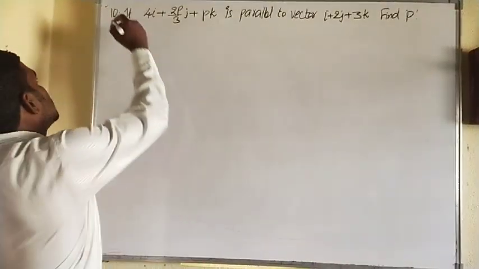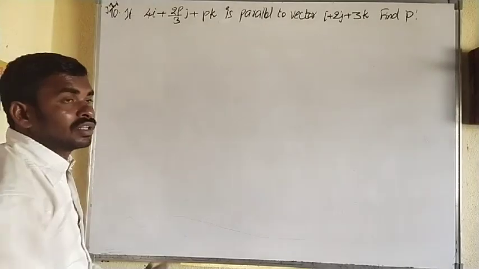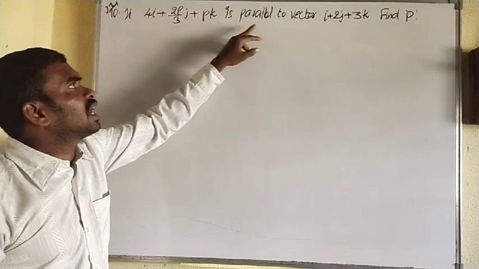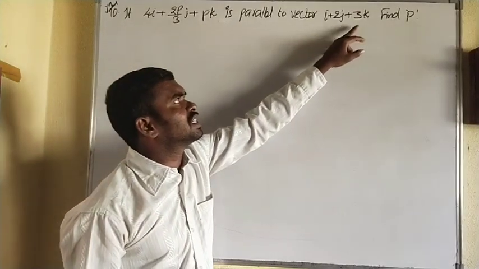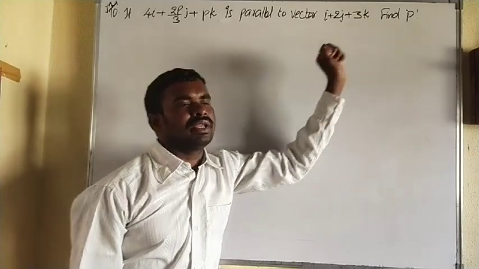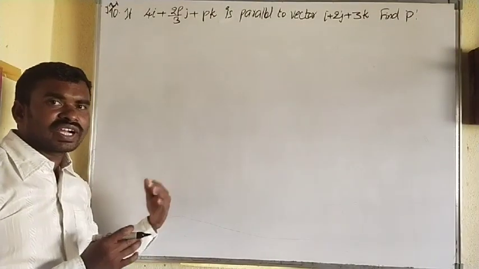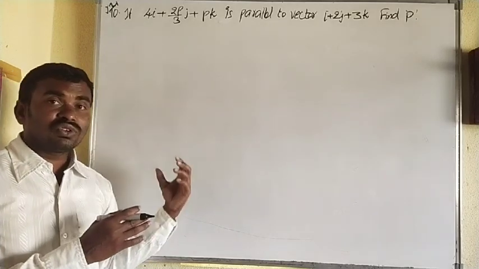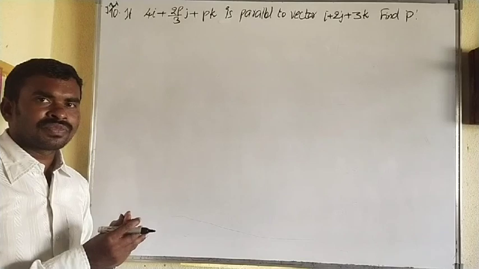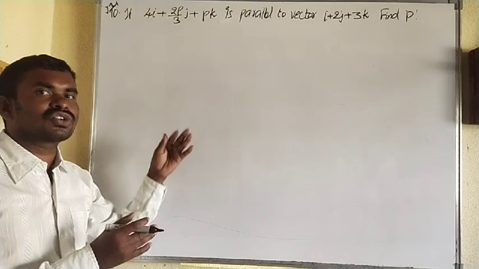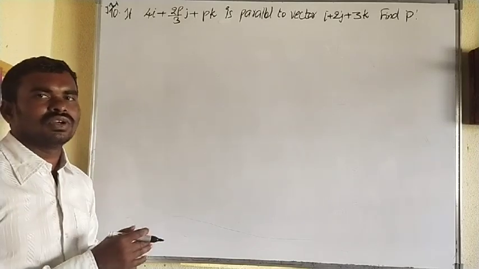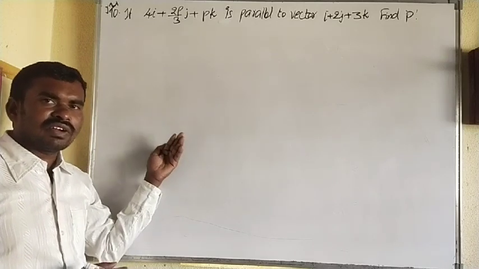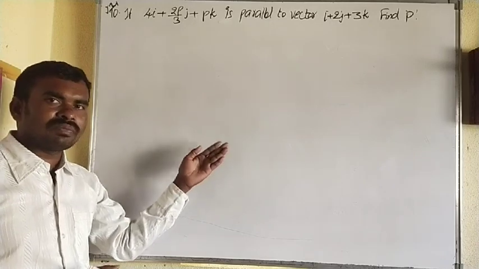10th problem. This is also very important. If 4i plus 2p by 3 j plus pk is parallel to the vector i plus 2j plus 3k, then find p. How to do it? If two vectors are perpendicular, the condition is a dot b equal to 0. If two vectors are parallel, then what is the condition? Yes, very good: x1 by x2 is equal to y1 by y2 equal to z1 by z2. Or in terms of a1, b1, c1, a2, b2, c2, then a1 by a2 is equal to b1 by b2 is equal to c1 by c2.